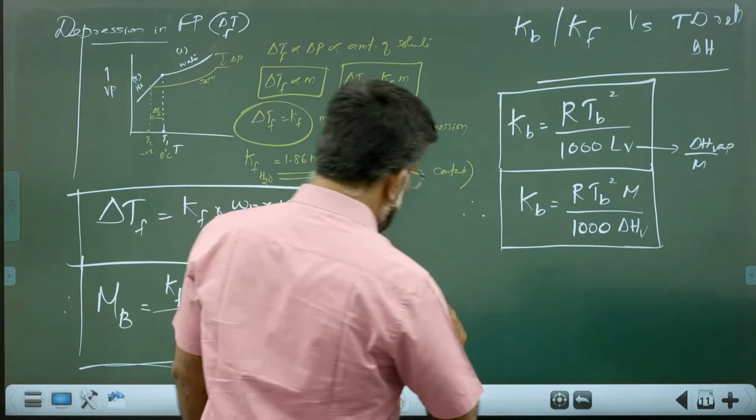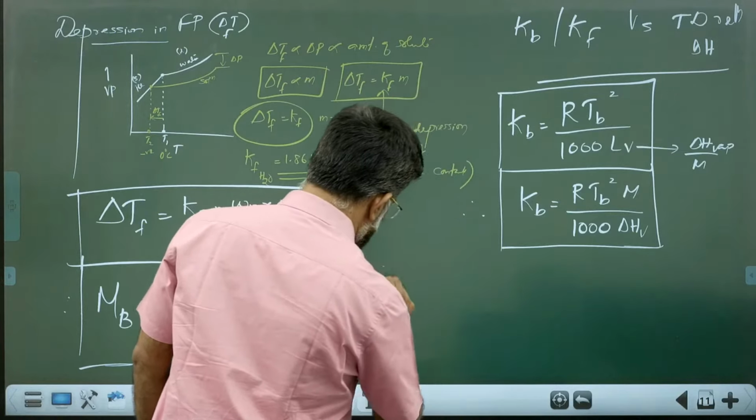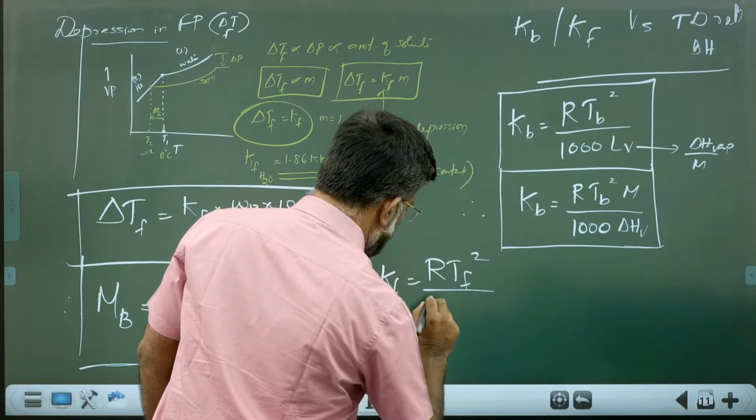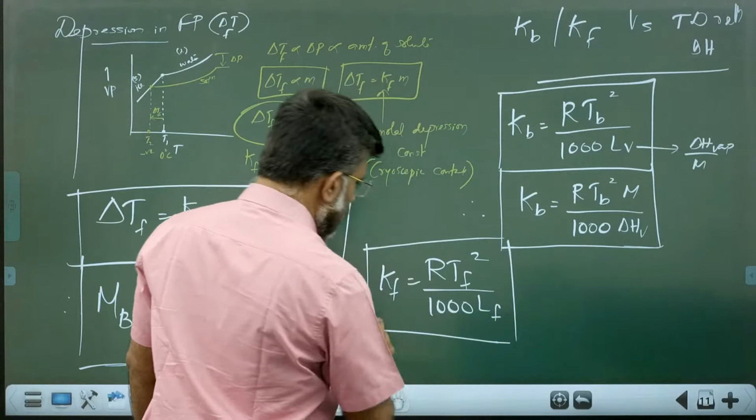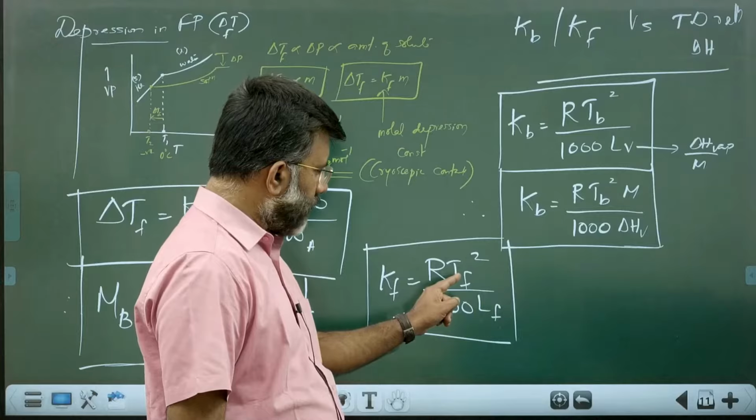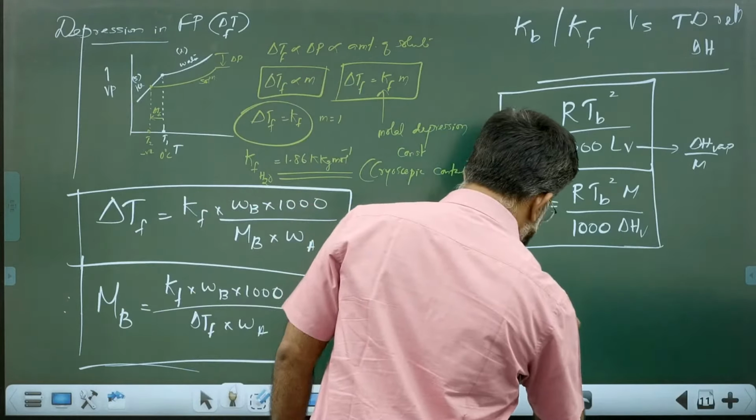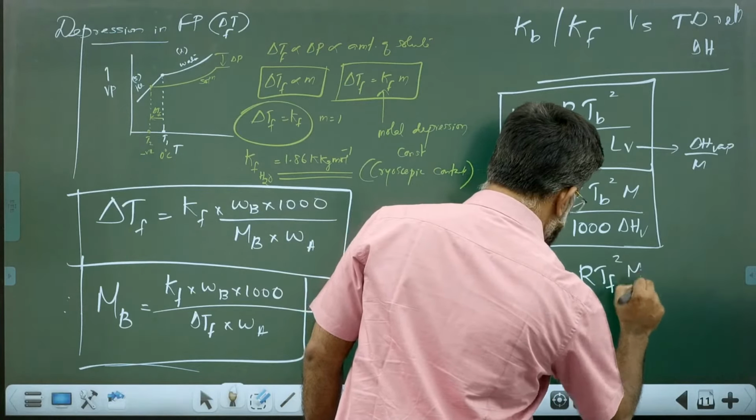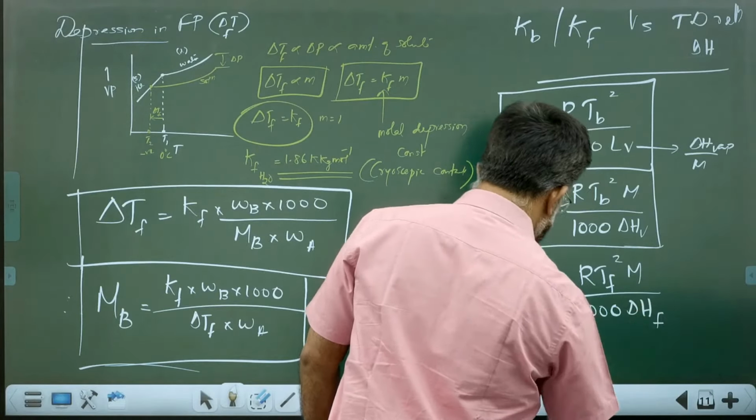Similarly, you can have Kf versus delta H. How is that? Kf is equal to RTF square divided by 1000 LF, where LF is latent heat of fusion. R is gas constant, TF is freezing temperature, LF is latent heat of fusion. And that comes again as Kf is equal to RTF square M divided by 1000 delta H fusion.